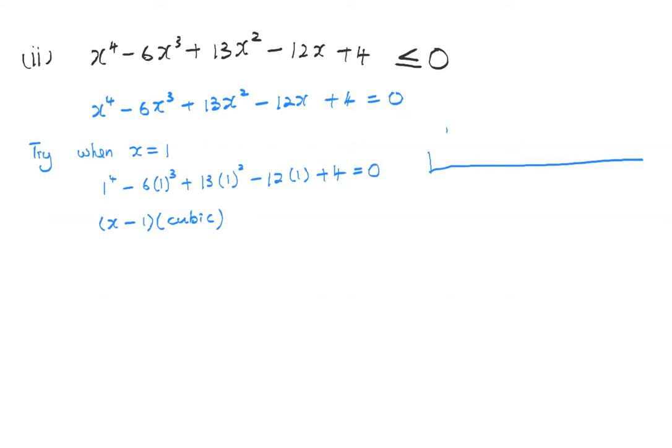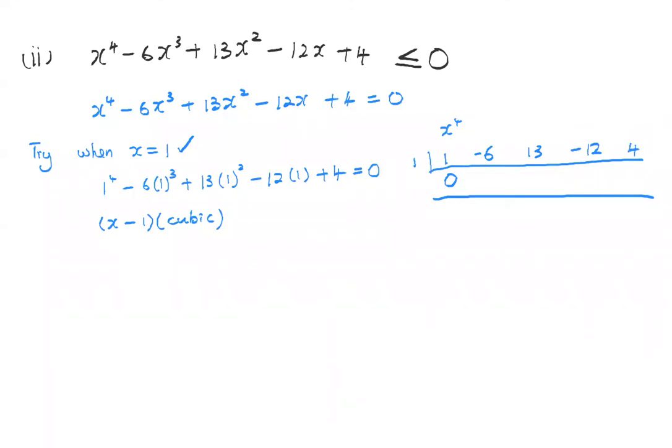So this is x to the power 4, there is one of them. X cubed got negative 6, 13, negative 12, and 4. I try to write as slow as I can. One of the values is x equal to 1, so I put it here. I put here 0. This is the procedure. You can use synthetic division, or you can also use long division.